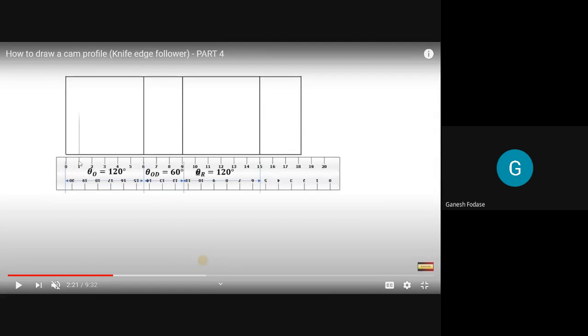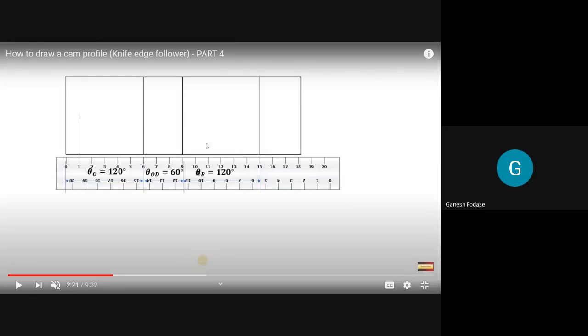Draw the x-axis, draw the y-axis, complete this rectangle. And what do these vertical lines in between represent? What does this line represent? Tell me. It is the end of the rise stroke. See, the follower rises from this point to this point. So the follower rise will start at point O, and then at point 6 it will end. Now, what do these numbers represent? 1, 2, 3, 4, 5, 6.